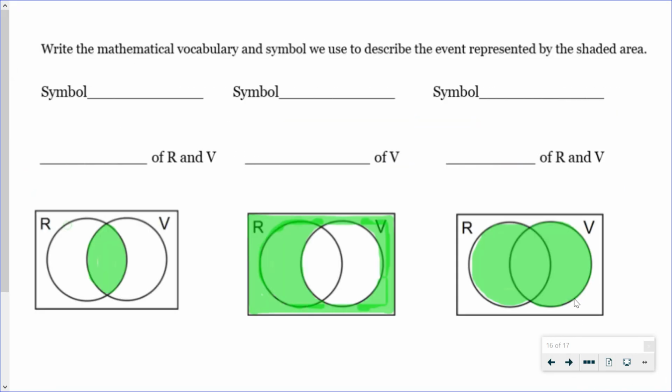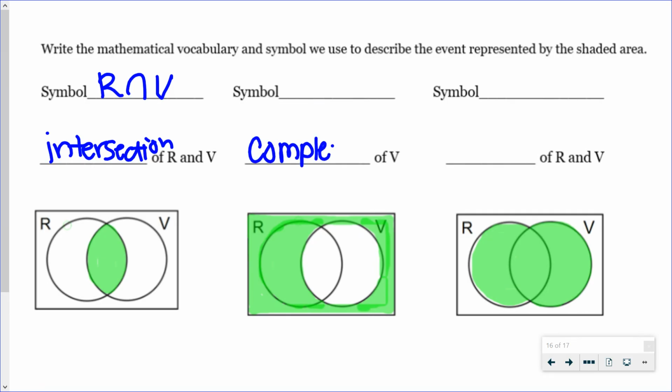I have some examples to walk us through this. So this first example, we have R and V, okay? And I'm looking at where do they cross. Well, where they cross is called the intersection, okay? And our symbol would be R intersects with V. The next one, I'm looking for everything except for V, which would be the complement of V, because I shaded everything except for what was in the circle labeled V. So my symbol would be V with a dash or an apostrophe.